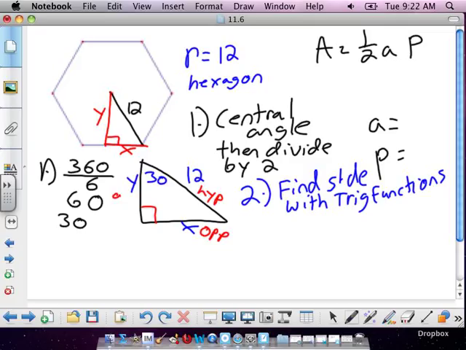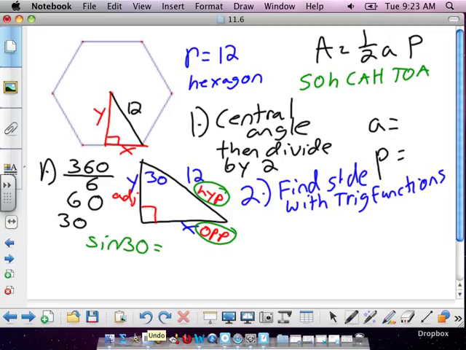Okay, so we've got 30, and we're going to use opposite and hypotenuse. So which trig function is that? Which one uses O and H? Sine. So sine of 30 equals opposite over hypotenuse. So I'm going to multiply both sides by 12.